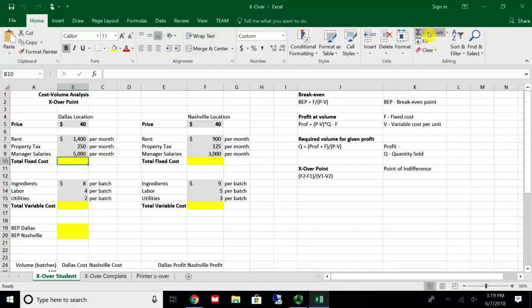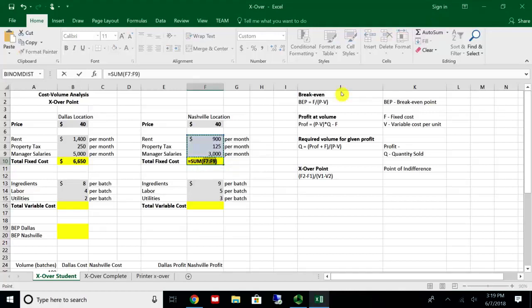So I'm going to use AutoSum over here and make sure that I get the sum from B7 to B9. So I look at my little highlighted area and say, yep, that's what I want. So fixed costs per month, every month that she has this cupcake factory in Dallas, there's $6,650 worth of cost, no matter how many cupcakes she makes. The rent doesn't go up or down. Property taxes and manager salaries don't go up and down based on the number of cupcakes she makes.